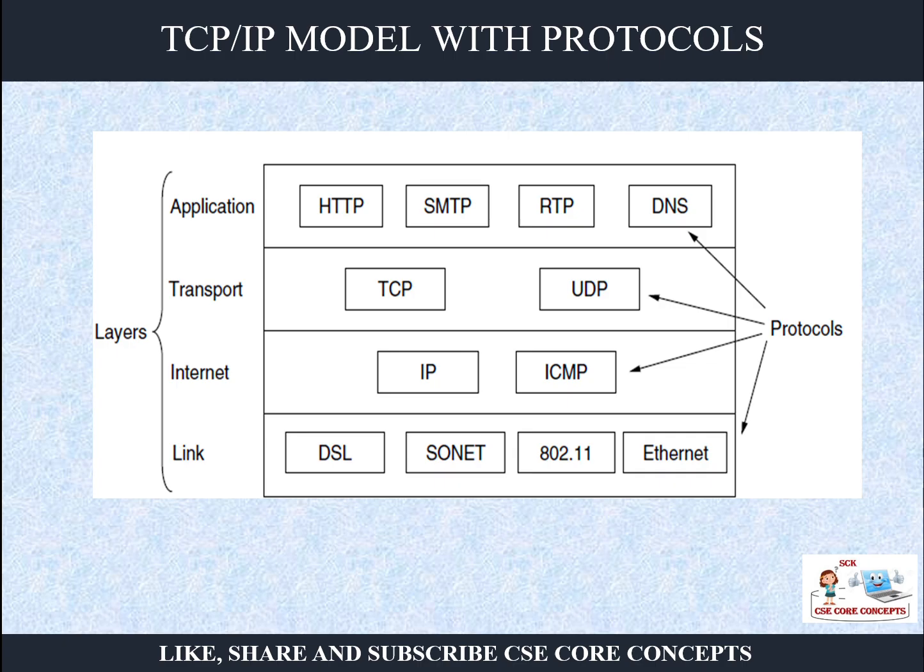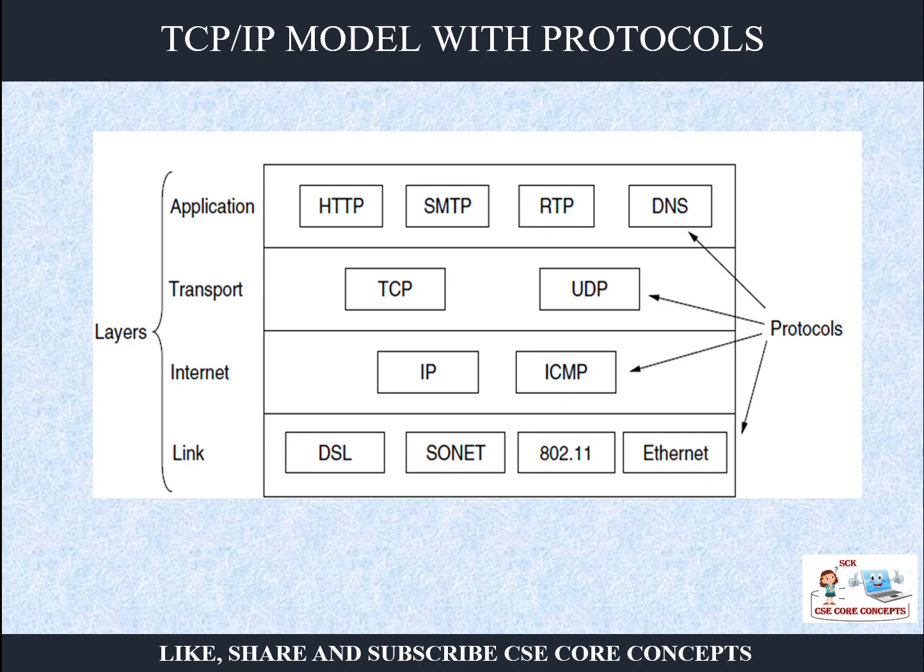So these are some of the popular protocols in TCP/IP. At the application layer, HTTP, SMTP, RTP, and DNS. Then in the transport layer, you have the TCP protocol and UDP, where TCP is a connection oriented reliable protocol and UDP is an unreliable connectionless protocol. In the internet layer, you have two popular protocols, the Internet Protocol and ICMP for generating messages. And at the link layer, you have DSL, SONET, 802.11, Ethernet.